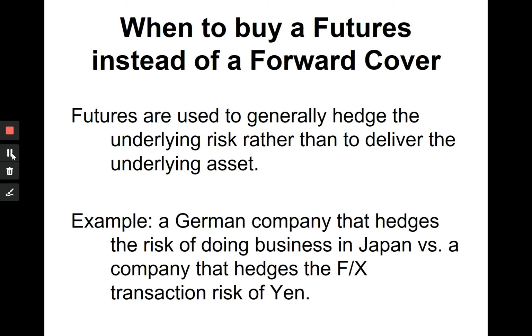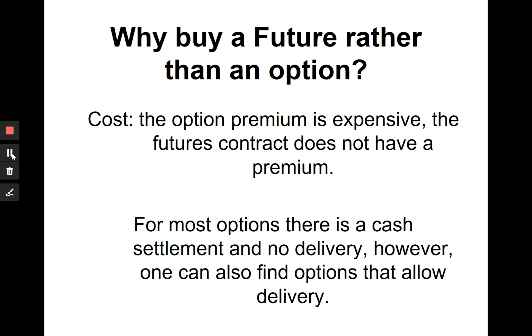Futures are used to generally hedge the underlying risk rather than to deliver the underlying asset. Example, a German company that hedges the risk of doing business in Japan versus a company that hedges the foreign exchange transaction risk of yen. Why do we buy a future rather than an option? One issue is the cost. The option premium is expensive. The future contract does not have a premium. For most options, there is a cash settlement and there is no delivery. However, one can also find options that allow delivery, but they are rare.